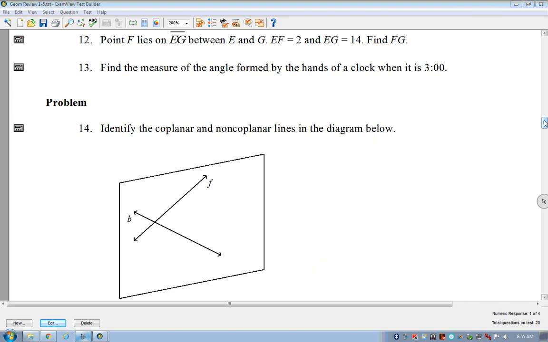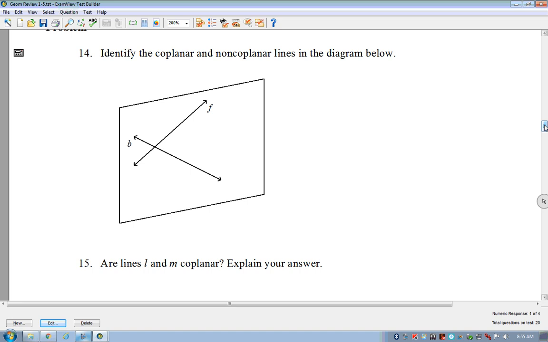All right. Let's see, number 14. Identify the coplanar and non-coplanar lines. This is kind of a trick question, because do those two lines intersect? What do we know about two lines that intersect? They intersect at a point, but any two lines that intersect will form a plane. Because this is what happens: there are 2 points on every line.